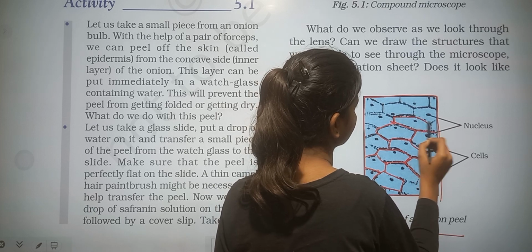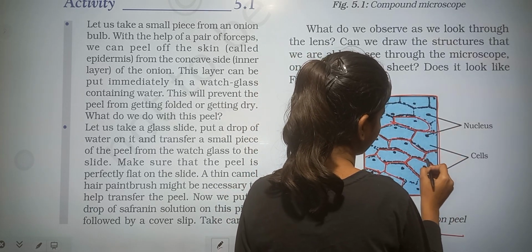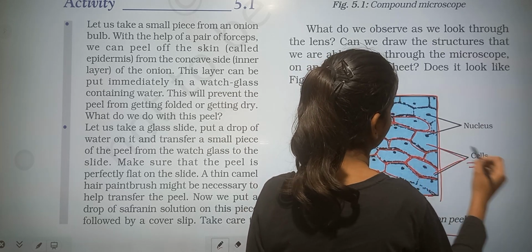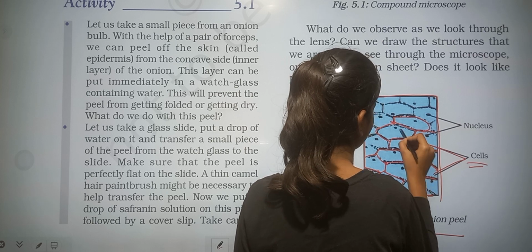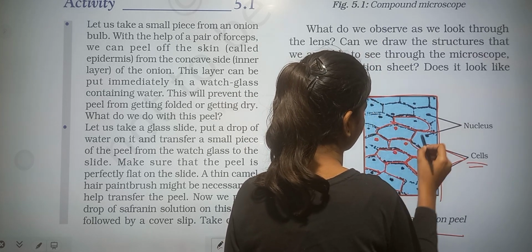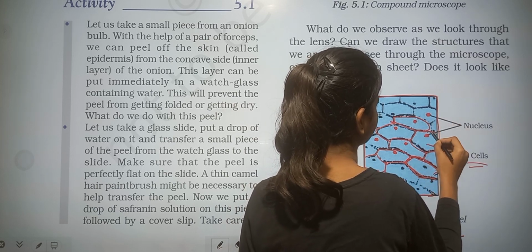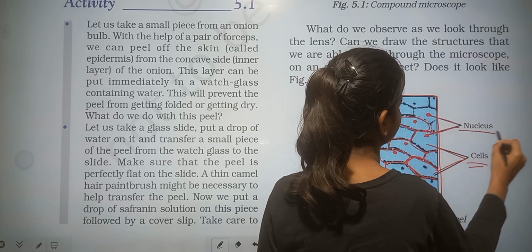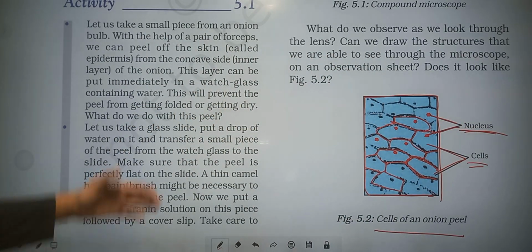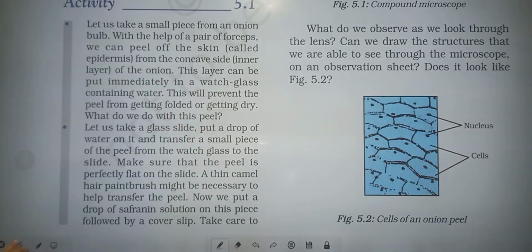So what is this one? Cell, and this one is the nucleus. Okay, so this is the figure of the onion peel. Now move further.